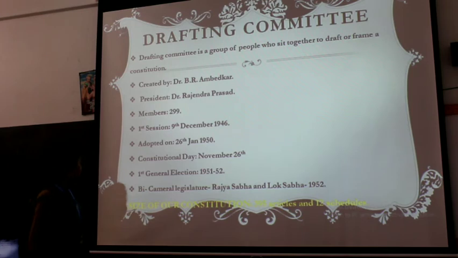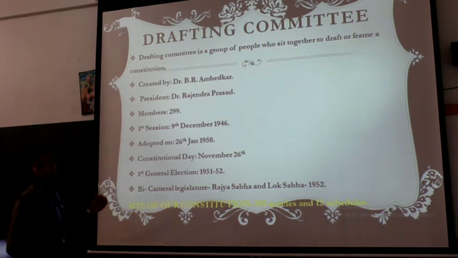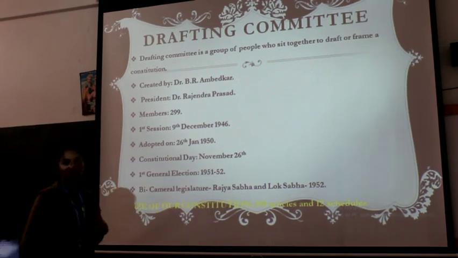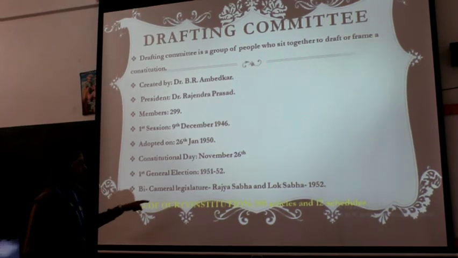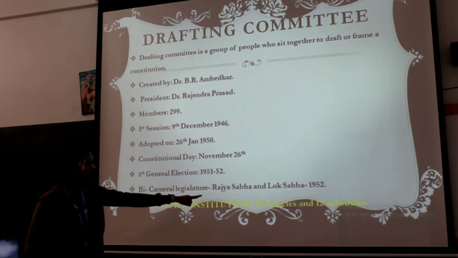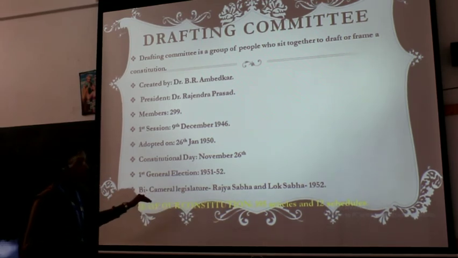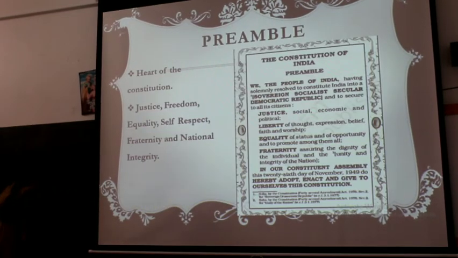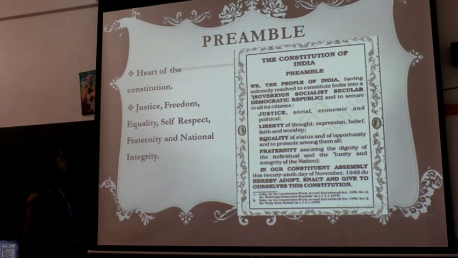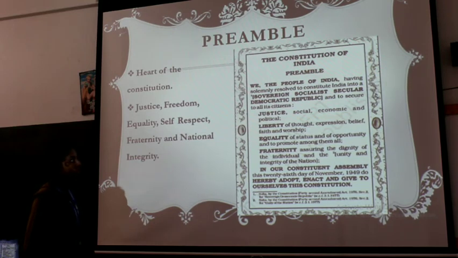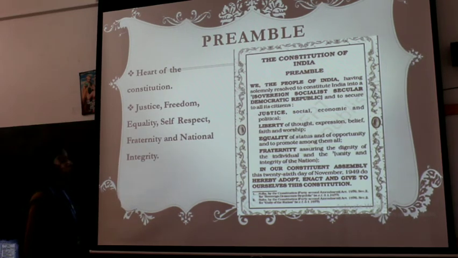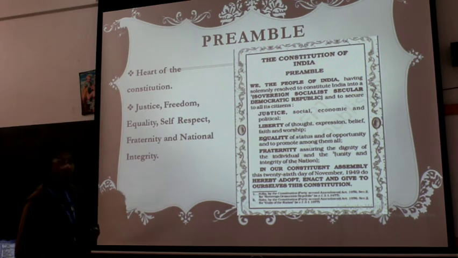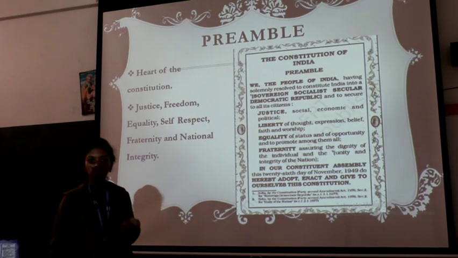The other most important thing that you all have to see is the size of the constitution. We have the largest constitution in the world, with 395 articles and 12 schedules. So this is the reason why we have the largest constitution. Alright. The next thing that we are going to see is the preamble. Now the preamble is considered to be the heart of the constitution. It is considered to be the heart of the constitution because it speaks exactly what our country requires.